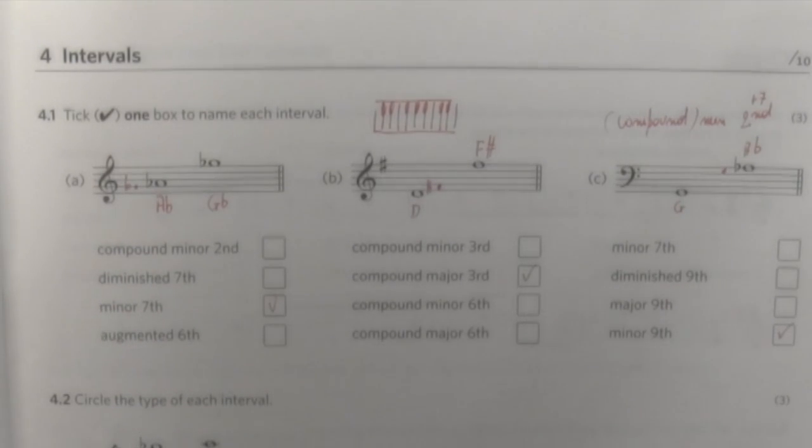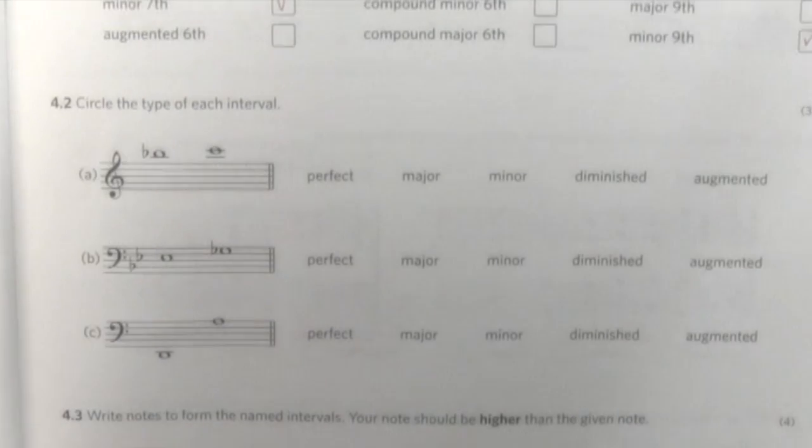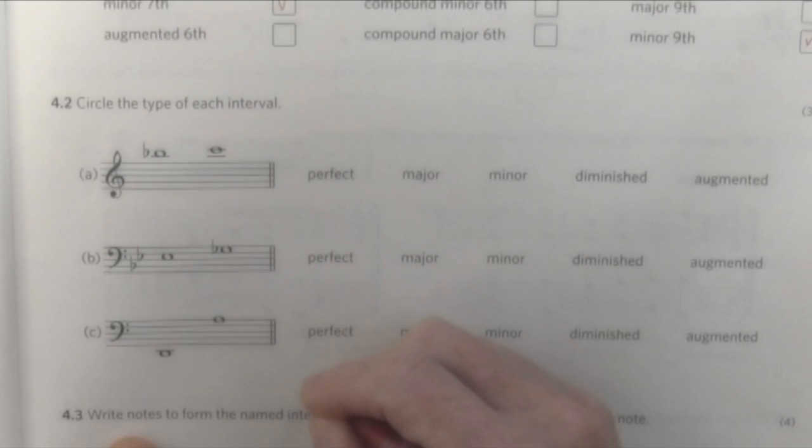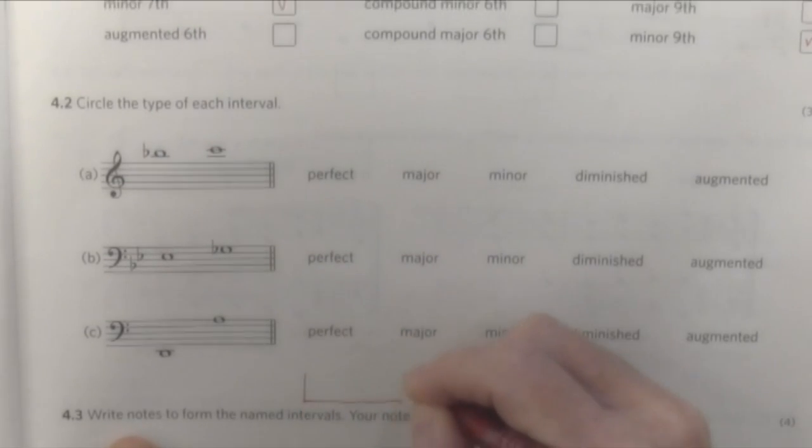Sorted. Question 2. In this question, we are asked to circle the correct type for each interval, but to circle it, we need to know the number. So we have to do what we've done before. I write a keyboard here so I can use it for both questions.